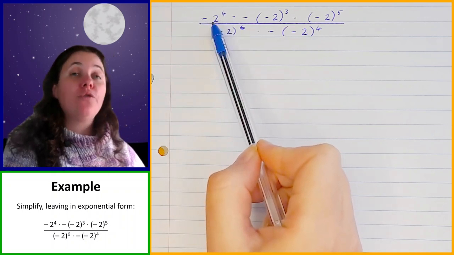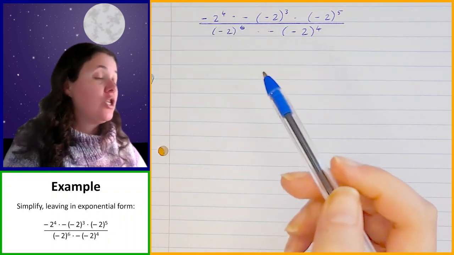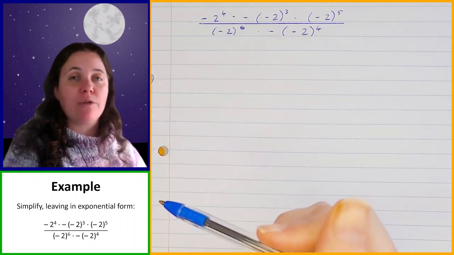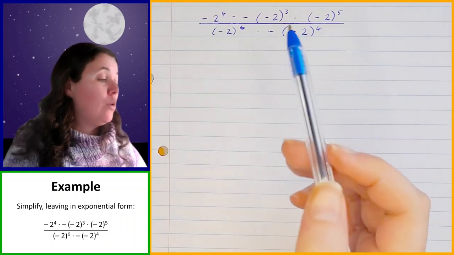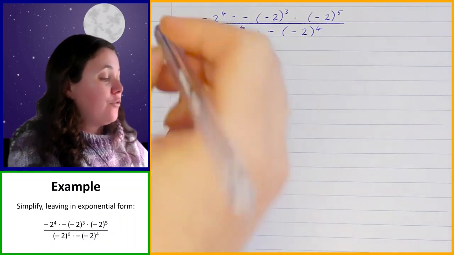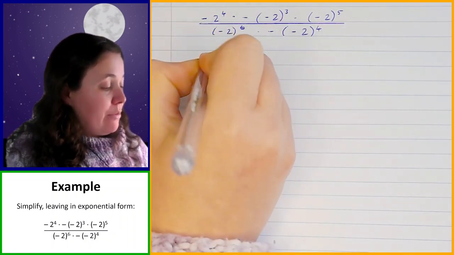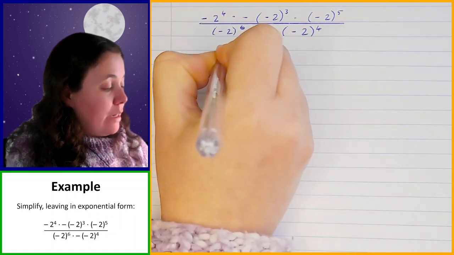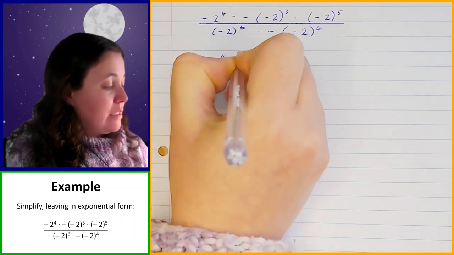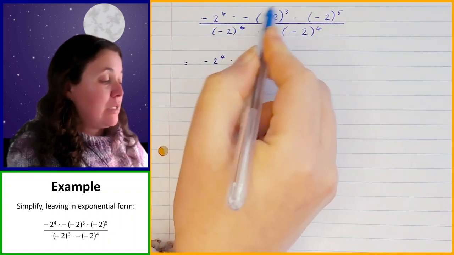Okay, so what we're going to do first is get rid of all of those brackets. This is going to make it easier for us so we don't have multiple different types of exponents or bases to work with. We're going to get it so we have only 2s as our bases. So first of all, that is going to stay as it is for now because it doesn't have any brackets to worry about. Then I've got times negative. I can't do anything with this minus yet because I don't know exactly what's happening with that.